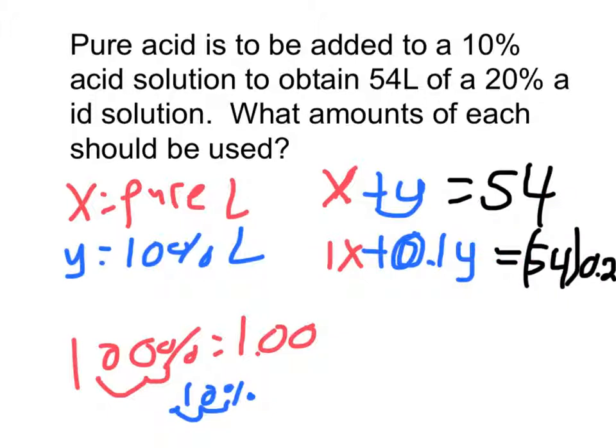And just to recap where these come from, this first equation describes how many liters we have total. X amount of the pure, y amount of the 10%. Whatever those total up to be, they're supposed to make 54 liters. And then we have a second equation that describes the percentages that we're working with. 100% the first one plus 10% the second one should make 20% of our final 54. Now this is a system you can solve.